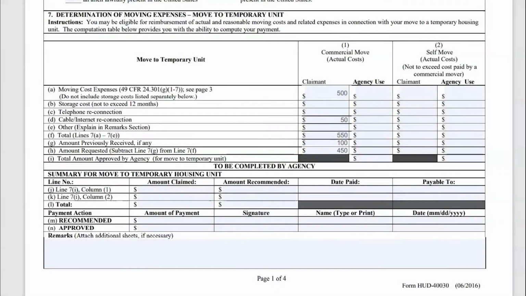For our example, the claimant had $550 in moving expenses and had previously received $100, so their total amount requested was $450. Cells 7J through 7N are to be completed by the subrecipient during the review phase upon receiving the completed form. The last cell on page 1 is for remarks. Here, claimants should include all comments and remarks for the information presented. Claimants can attach additional sheets if necessary.